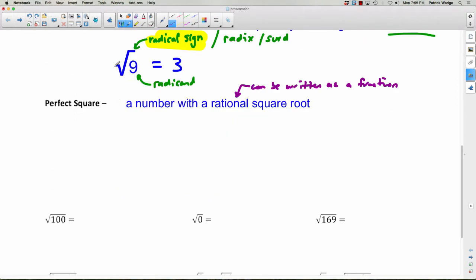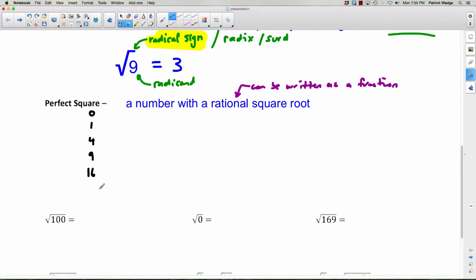All right, it might be helpful to make a list of the perfect squares. So here's the perfect squares. You should know these. 1 is the smallest perfect square, although some people argue that 0 is the smallest perfect square. Then 4, then 9, then 16.